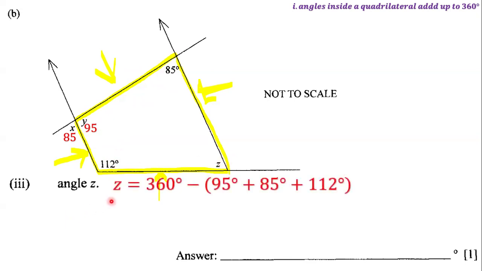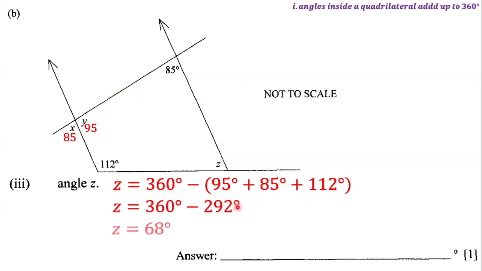So let's do that. Let's erase this. We have that Z is equal to 360 degrees minus the sum of 95 degrees plus 85 degrees plus 112. So our first order of business is to add these three numbers. We have 95 plus 85 plus 112. When we add them, we get 292. And so what we have here is 360 degrees minus 292 degrees. And when we subtract them, we get that Z is equal to 68 degrees, which means that the size of angle Z is 68 degrees.